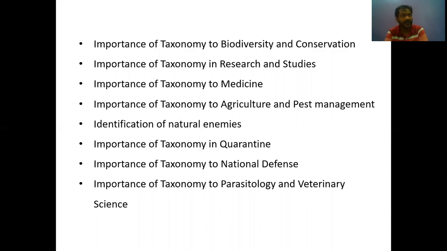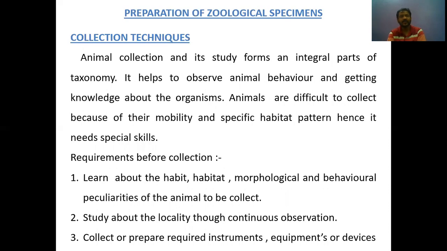So for knowing taxonomy, or knowing about the specimen, we first have to know about the collection methods. The collection method, called the preparation of zoological specimens, has many collection techniques according to the range of specimens or animals you are collecting. Animal collection and its study form an integral part of taxonomy. It helps to observe animal behavior and gain knowledge about organisms.